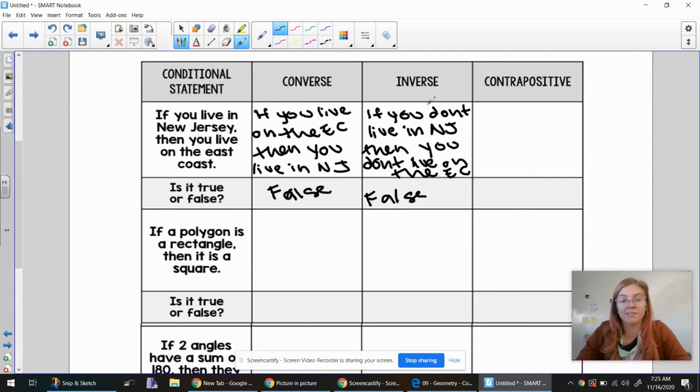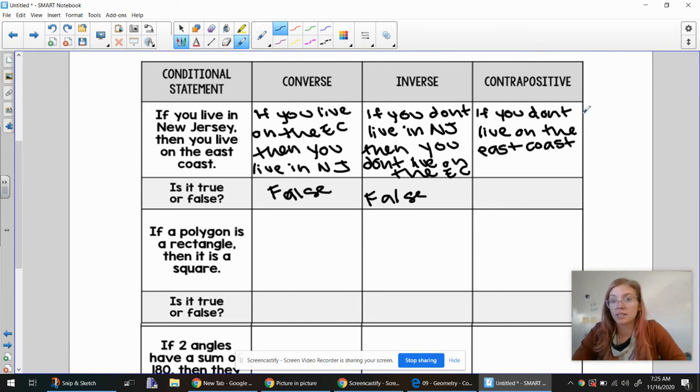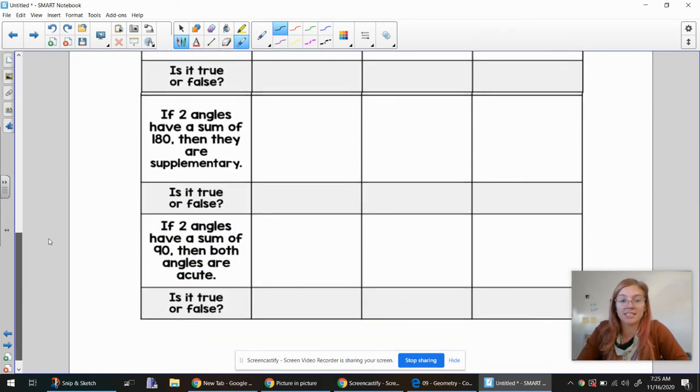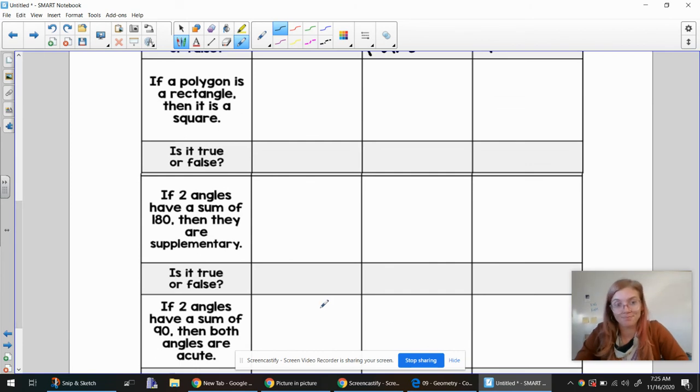The contrapositive adds nots to the converse. So if you don't live on the East Coast, then you don't live in New Jersey. That's true because if you don't live on the East Coast, it's impossible for you to live in New Jersey. So go ahead, pause the video, see if you can fill out the rest of these examples, and then check back in.